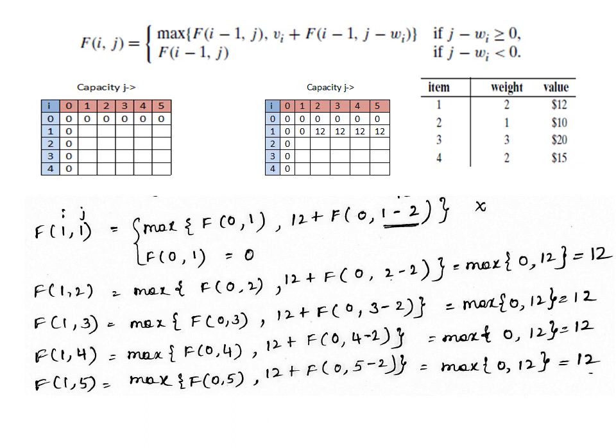F of 0, 1 is equal to 0. So f of 1, 1 is equal to 0. Here we can notice it in the second table. So the next value, f of 1, 2.